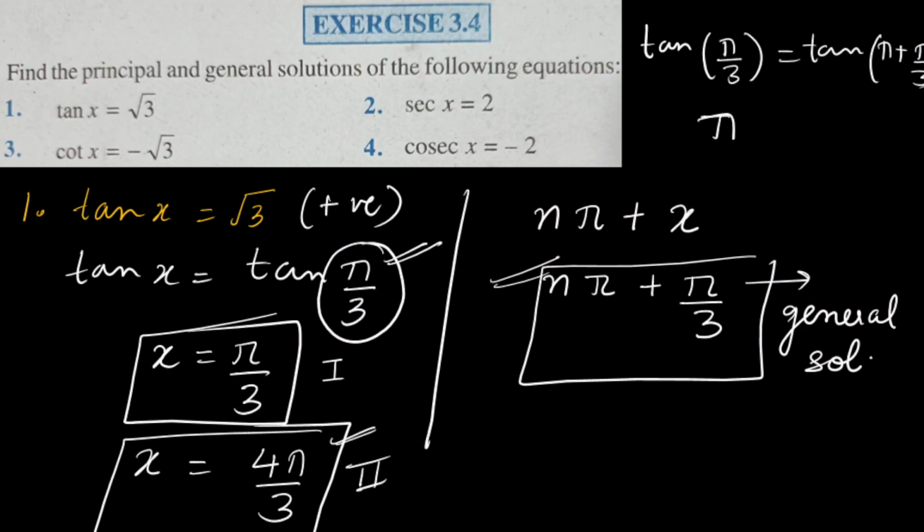So we have completed three parts. First one we have done, second one also, third one also. Now let's do the fourth one. Cosecant x is equal to minus 2.